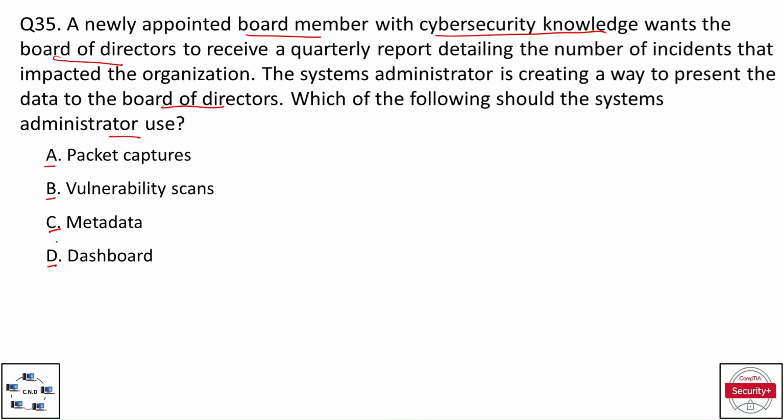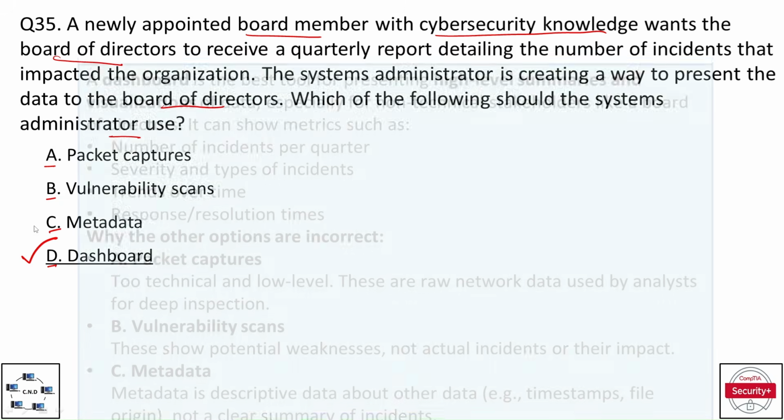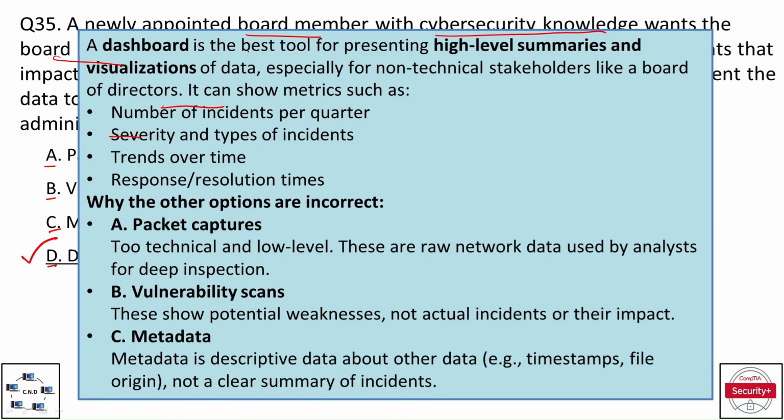And the correct option is option D, dashboard. And the explanation is, a dashboard is the best tool for presenting high level summaries and visualization of data, specifically for non-technical stakeholders like a board of directors. It can show metrics such as number of incidents per quarter, severity and types of incidents, trends over time, and response and resolution times. Why the other options are incorrect?